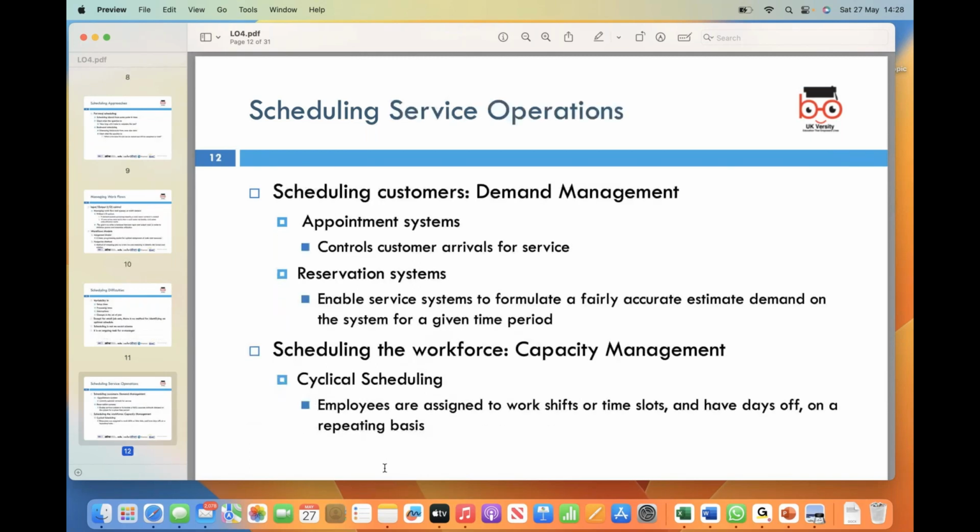Next one is scheduling service operations: customer demands, demand management, appointment system control, customer arrives for services, reservation system enables service systems to formulate a fairly accurate estimate of demand on the system for a given time period. Scheduling the workforce, capacity management, cyclical scheduling: employees are assigned to work shifts or time slots and have days off on a repeating basis.